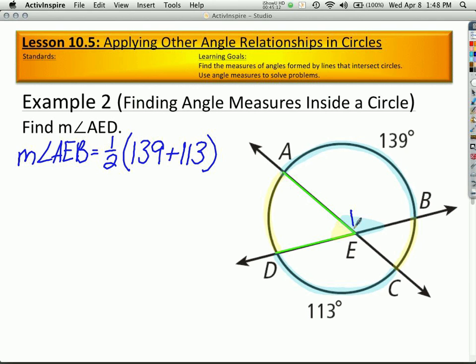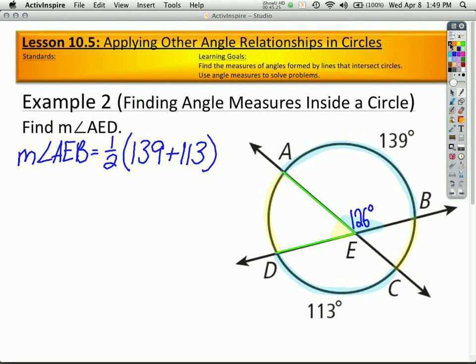So this is 126, and then according to Brian, this is a linear pair, so we can just simply subtract and get the other one, and Tristan, the other one is? 54 degrees. So the measure of angle AED is 54 degrees, and that's what we were looking for.